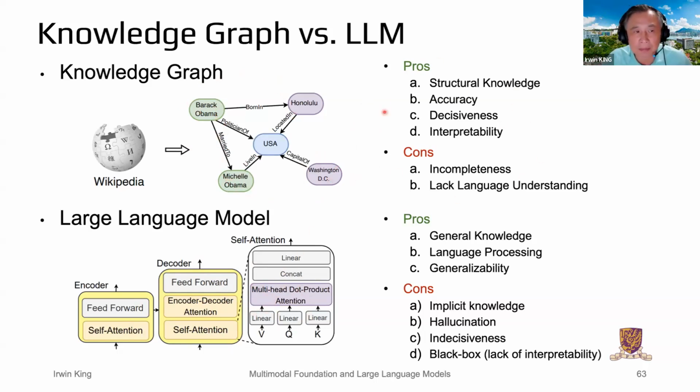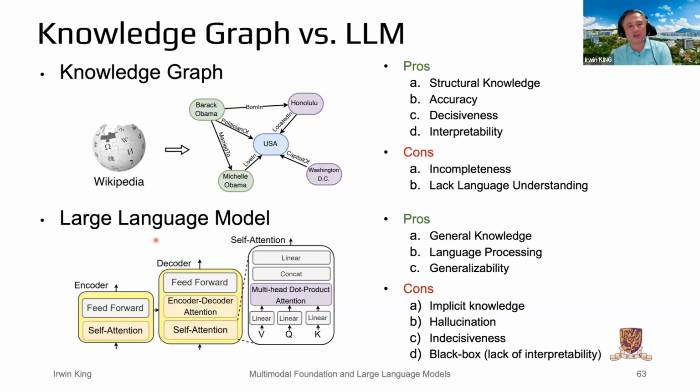So the pros about the knowledge graph is that it is very good structurally, it's very accurate, it's very decisive, and it's interpretable. So I know Barack Obama is a politician, is a president of the United States, and so on and so forth. The cons is this: in order to build this kind of structure, it takes so much effort. Lack of language understanding, it is also incomplete, because to build this, it takes lots and lots of effort.